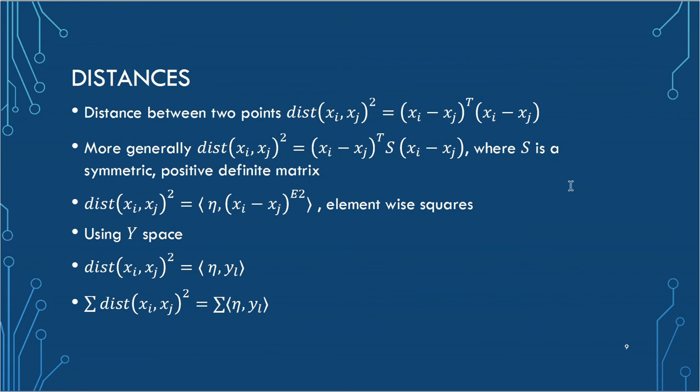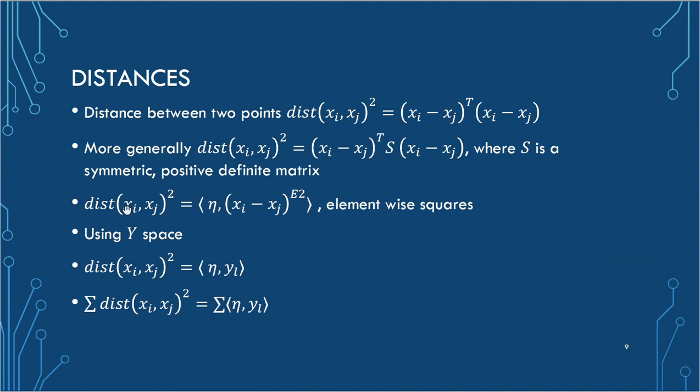So let's talk about distances. The distance between two points, if we call it the distance between xi and xj squared, we can write it as xi minus xj transpose times xi minus xj. But more generally, we can write the distances with a matrix S, where S is a symmetric positive definite matrix.